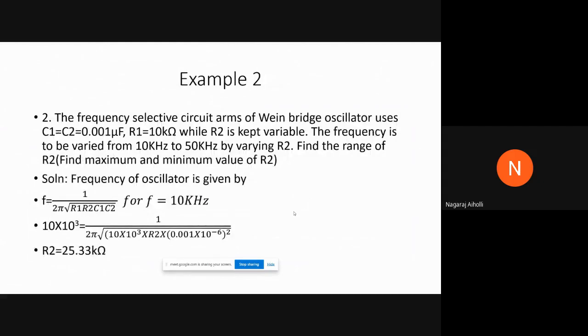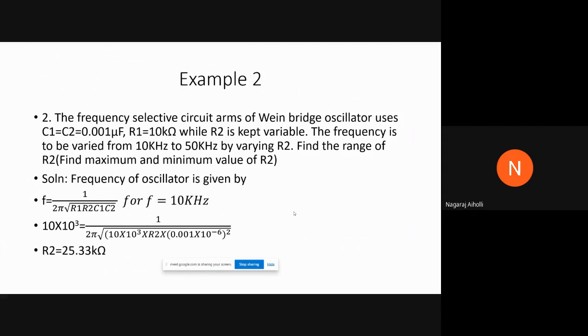Let us move on to a second example. The frequency selective circuit arms of a Wien-Bridge oscillator uses C1 is equal to C2 is equal to 0.001 microfarad, R1 equal to 10 kilo ohm, while R2 is kept variable. The frequency is varied from 10 kilohertz to 50 kilohertz. By varying R2, find the range of R2, or they can also ask in this way, find the maximum and minimum value of R2. Both are one and the same.